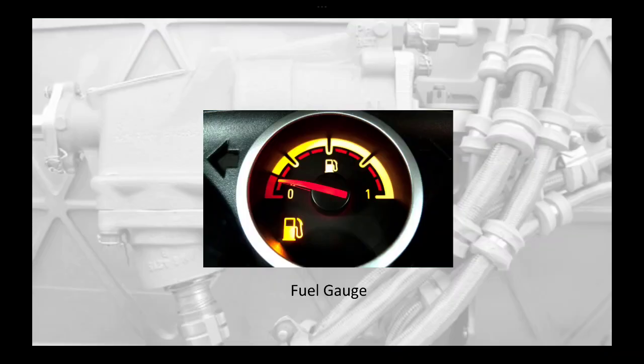So on a vehicle or automobile, you have your fuel gauge, and that is how you measure the fuel on a vehicle. If it is here in the red, that's empty, while if it's on the other side, that's full.